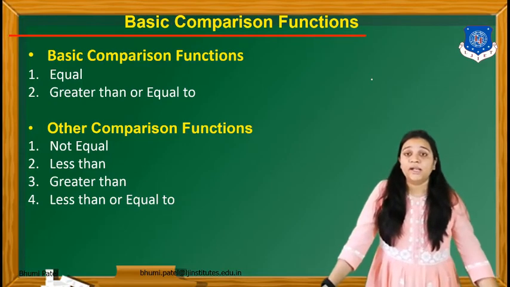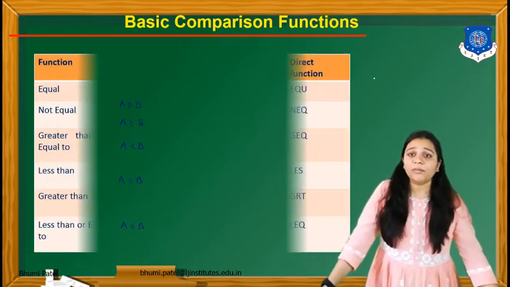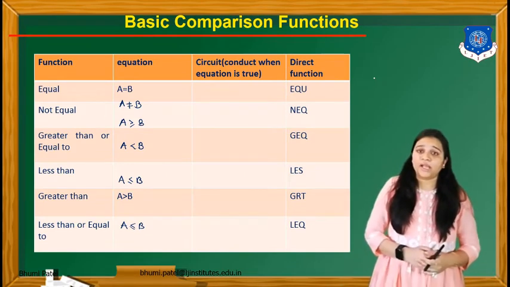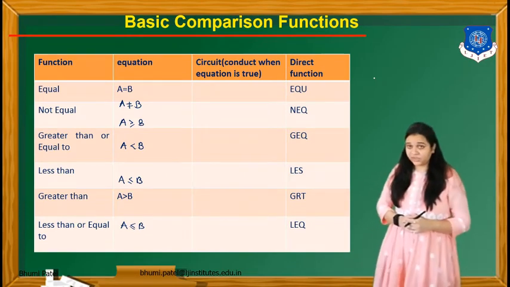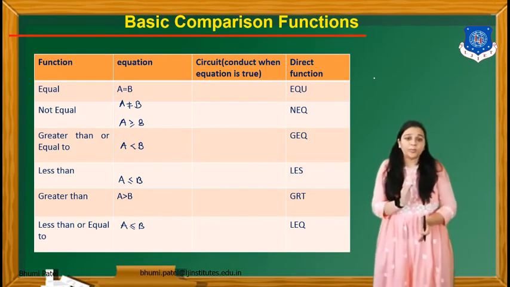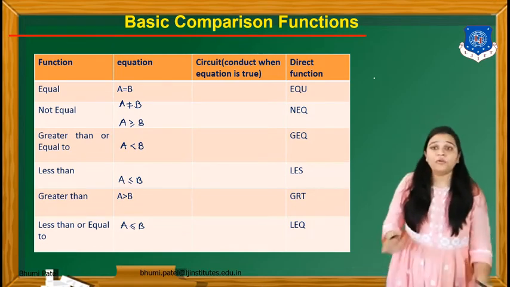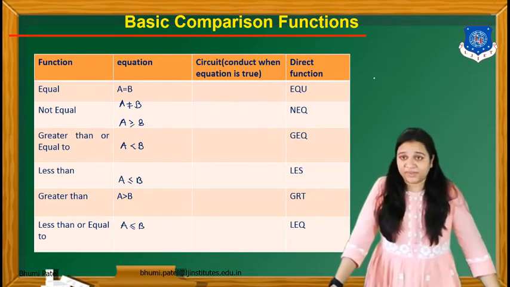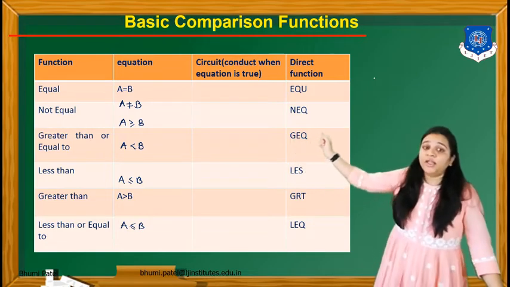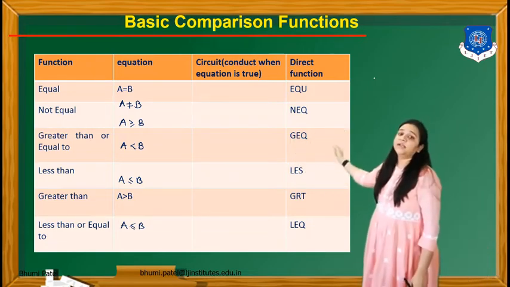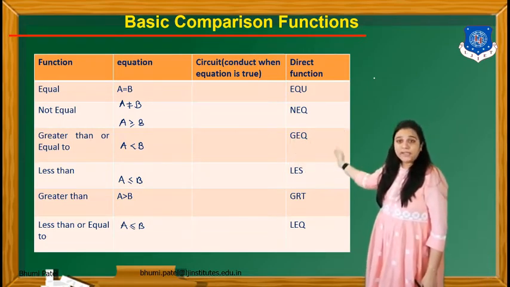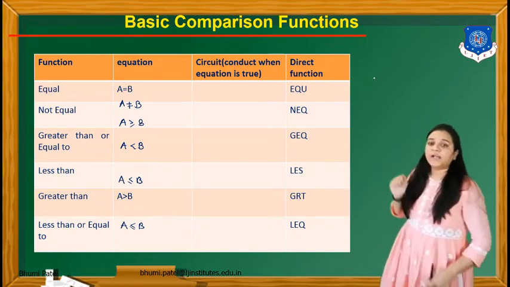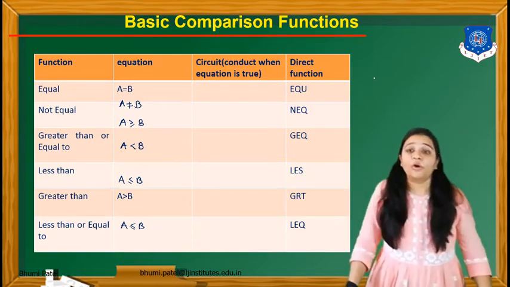So for that, we have to derive the different types of functions. Generally, to compare two numbers we have six functions. The first one is equal, then not equal to, then greater than or equal to, then less than, next is greater than, and the last one is less than or equal to.